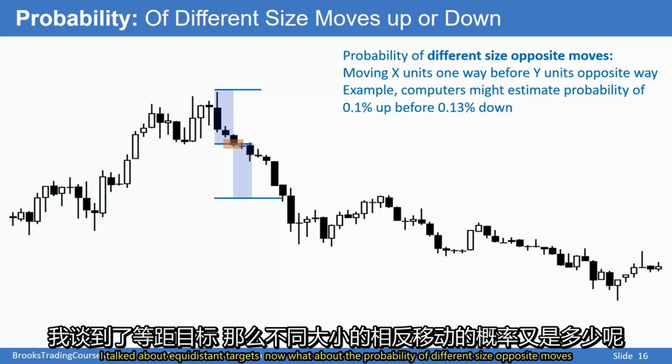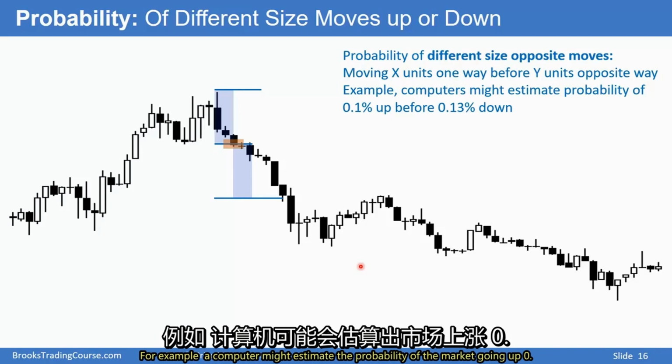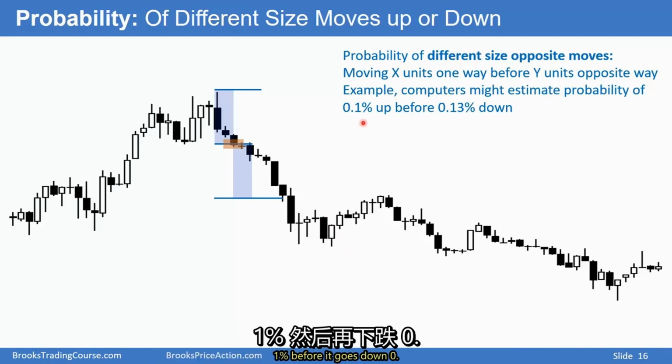I talked about equidistant targets. Now, what about the probability of different size opposite moves? For example, moving X units one way before moving Y units the other way. For example, a computer might estimate the probability of the market going up 0.1% before it goes down 0.13%.